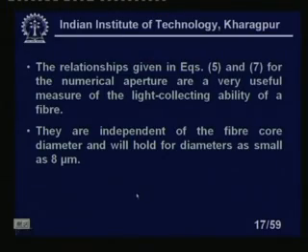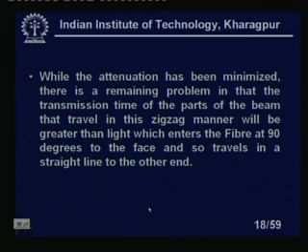They are independent of the fiber core diameter and will hold for diameters as small as 8 micron. Even if the diameter of the core is 8 micron, these equations will follow. While the attenuation has been minimized, there is a remaining problem in that the transmission time of the parts of the beam that travel in the zigzag manner will be greater than the light which enters the fiber at 90 degree to the face, and so travels in a straight line to the other end.